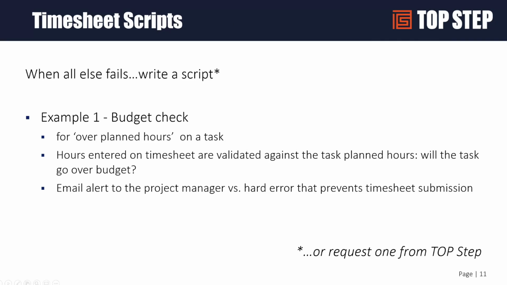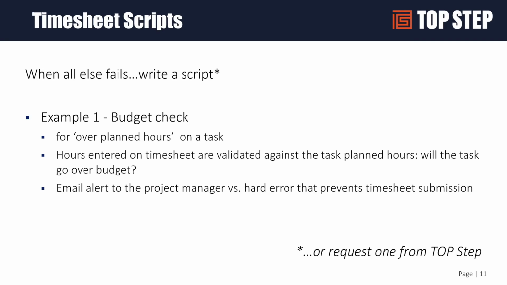When all else fails, write a script or request one from us. Got a few examples of scripts that we've done for folks in relation to time. Some of these have wide appeal. Some of them are pretty specific. This first one is what we call a budget check, which validates that the timesheet's hours are less than the planned hours for that task.